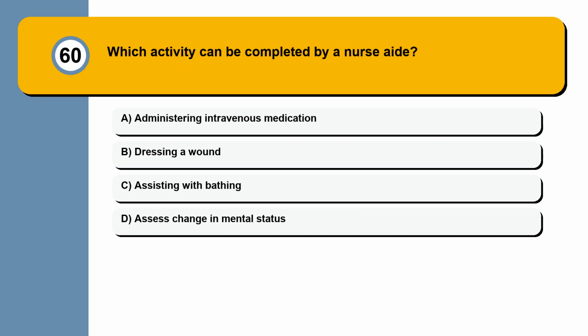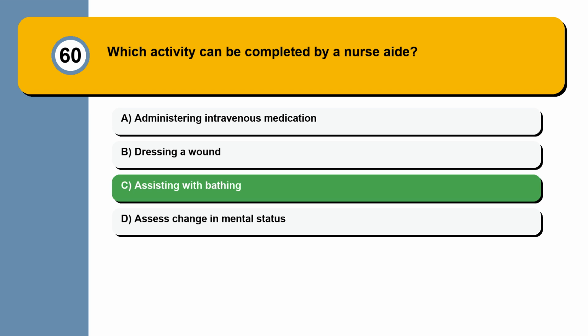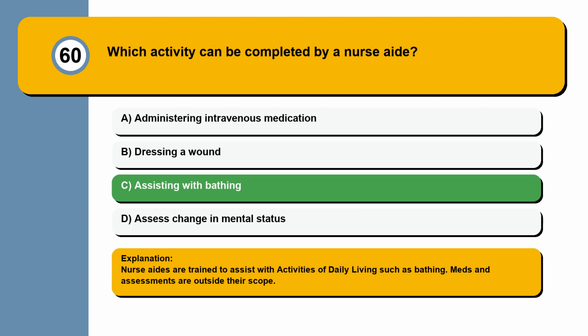Question 60. Which activity can be completed by a nurse aide? Administering intravenous medication, dressing a wound, assisting with bathing, assess change in mental status. Nurse aides are trained to assist with activities of daily living such as bathing. Meds and assessments are outside their scope.